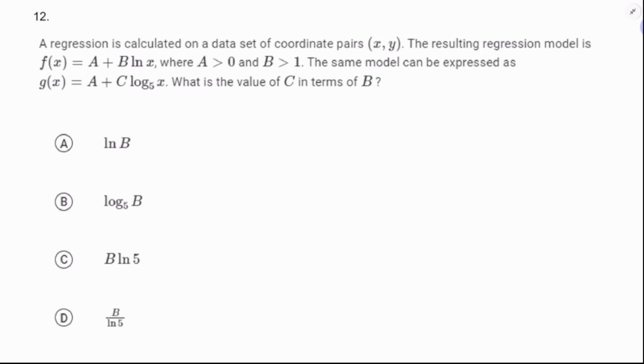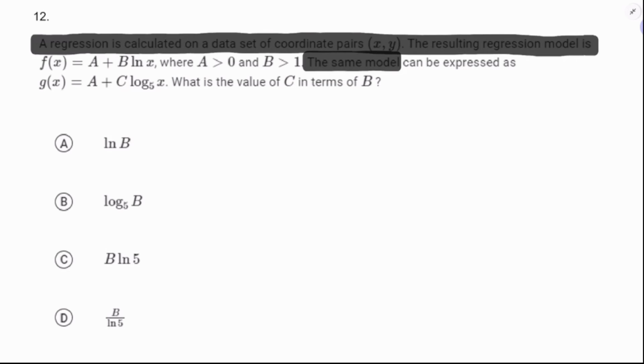All right, I did not catch the language on this one. A regression is calculated. We don't know about that. I'd say this problem, if we just, I think what I'm going to do, I'll just kind of black those out a little bit.